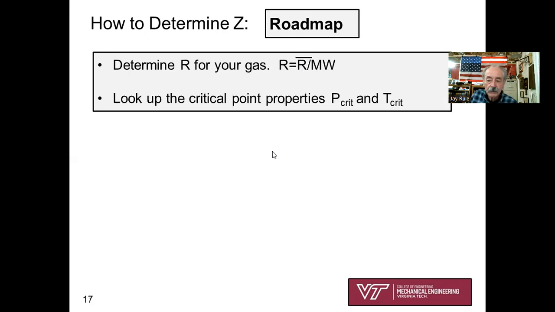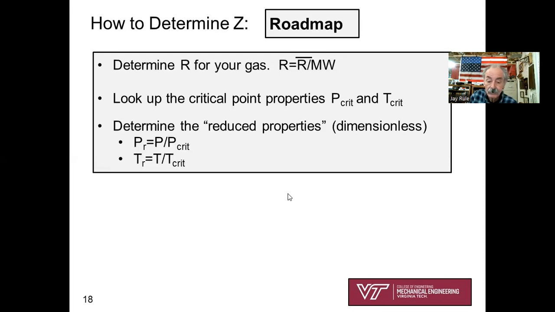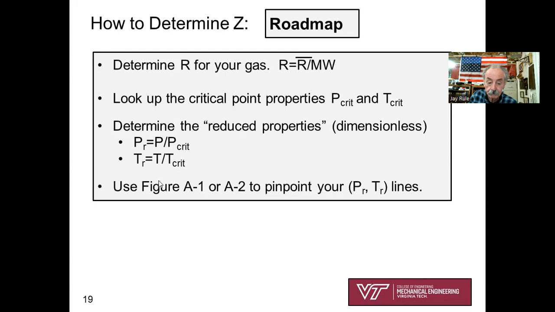Next, you're going to go to a table in the back of your book and write down P critical and T critical, the critical point pressure and temperature. You will need to know the pressure and temperature of your substance, and you'll calculate what are called the reduced properties, P sub R and T sub R. Do you see how these are dimensionless? So be sure that your temperatures are in absolute temperatures, either degrees K or degrees R, okay? Pressure units must be identical for both P, your pressure, and the critical pressure. Determine those two reduced properties, dimensionless.